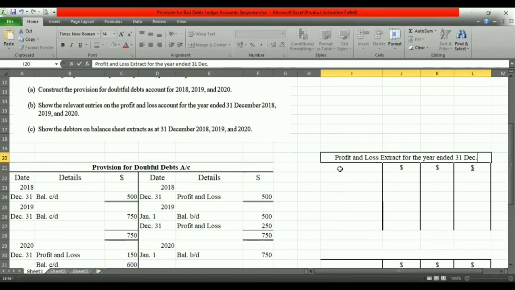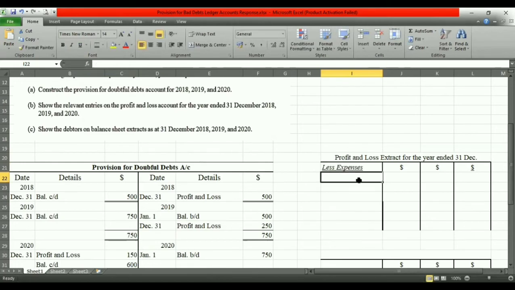And the first year, our provisions account is credited, so our profit and loss is debited. When you debit your profit and loss account, it means that you are listing the item as an expense. So we're going to write less expenses. Now, the item that we're showing is the provision for doubtful debts.